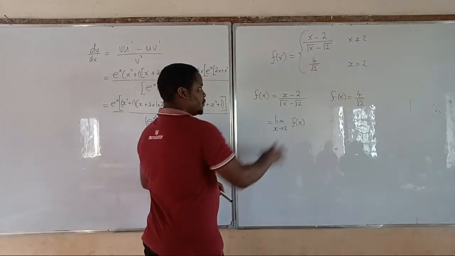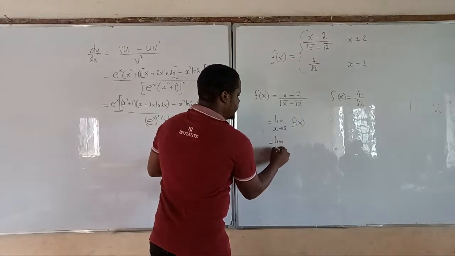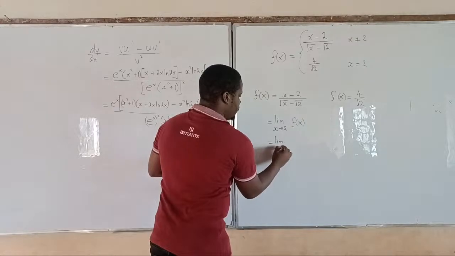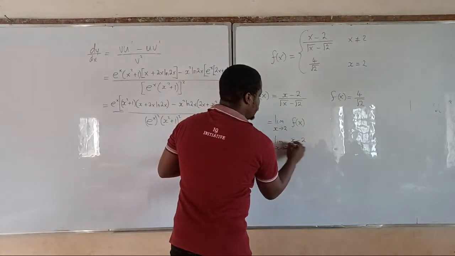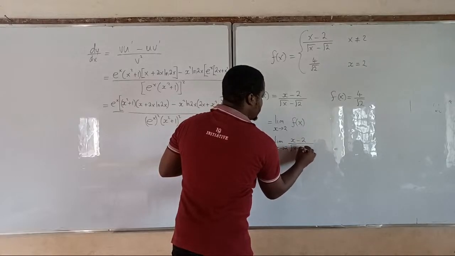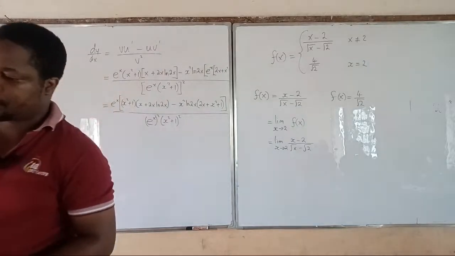Now, what is f of x? This function here. So this is equal to the limit as x approaches 2 of the function x minus 2 divided by root x minus root 2.